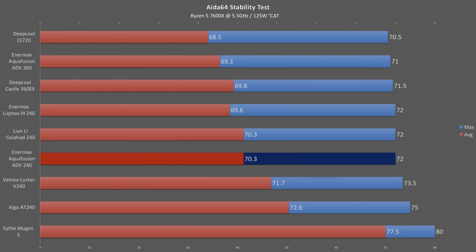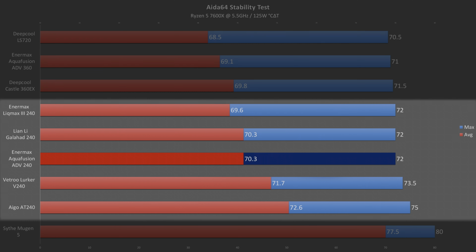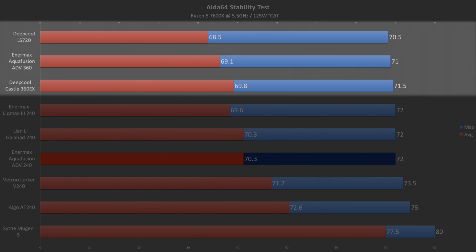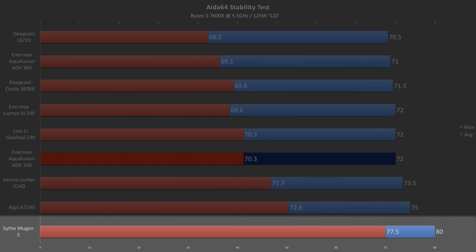And jumping into the numbers, we see that in the ADA 64 torture test, there's only a 3-degree separation between the smaller AIOs in both max and average temps, with the Enermax Aquafusion LiqMax 3 and the Lian Li Galahad in a virtual tie. Even the larger 360mm coolers aren't able to pull away by much in this test. However, all the liquid coolers significantly outperformed the Scythe air cooler, which couldn't keep the 7600 from thermal throttling.